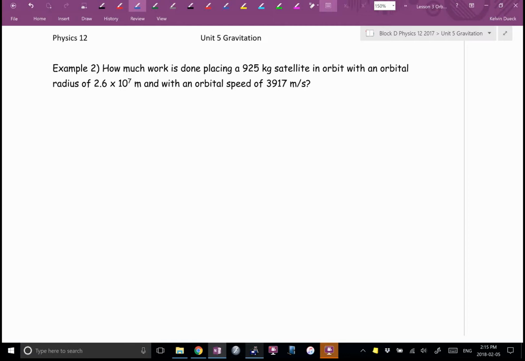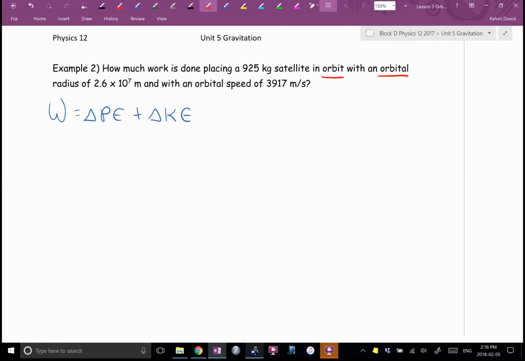Mitra, what's this question asking me to find? Are we in outer space going cosmic? Then I'm not going to use force times distance. Work is going to be the change in potential plus the change in kinetic. Mitra, are we in orbit? So can we possibly be at rest? So the change in kinetic will not cancel out.